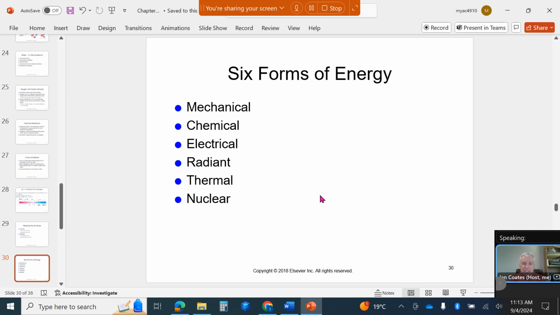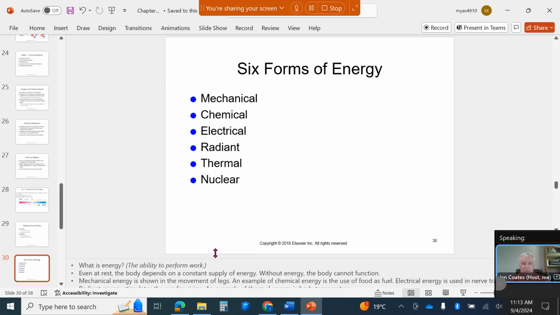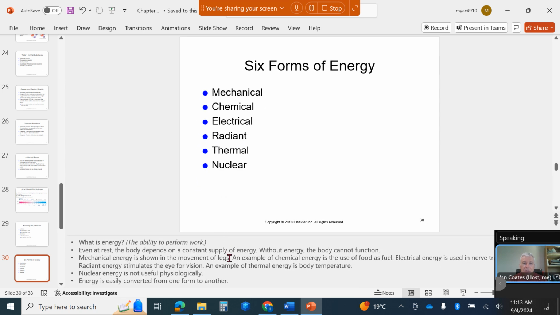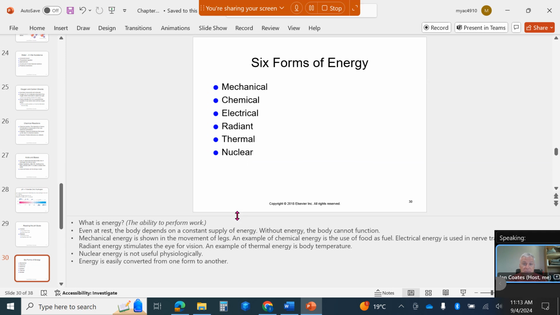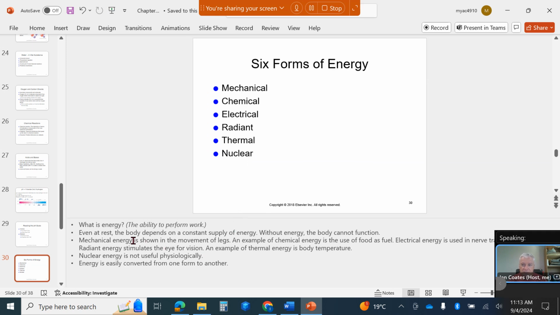Six forms of energy. There's mechanical, okay? There's chemical. There's electrical energy. There's radiant energy, thermal energy, and nuclear energy. So you see here, what is energy? It's just the ability to perform work, which is why we eat food. Okay, we break down this food. And just getting into why we breathe oxygen.